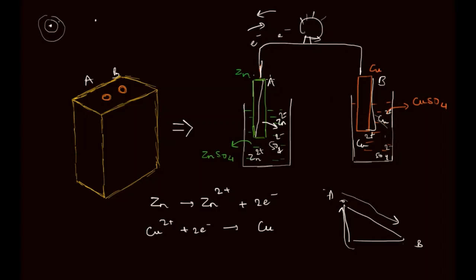To make sure that this flow is continuous, there will have to be some work done. So where is this work coming from? This work is coming from the chemical reaction which is happening inside the cell. Now, work can be of any form, right? This chemical reaction is sustaining this continuous flow of electrons. So that's how this battery is able to create a constant flow of electrons, right?